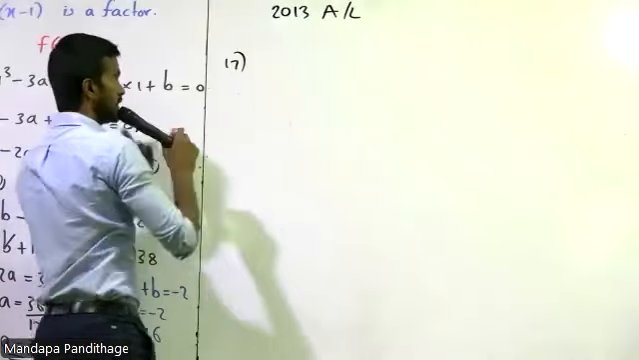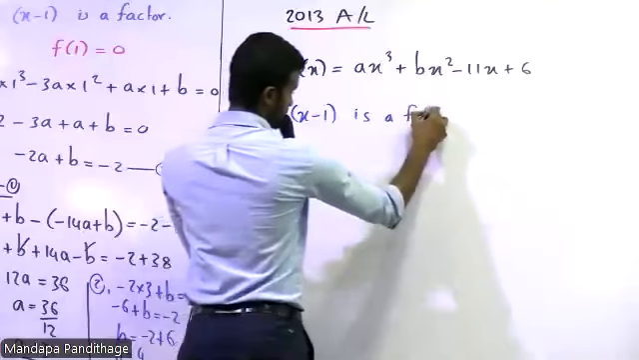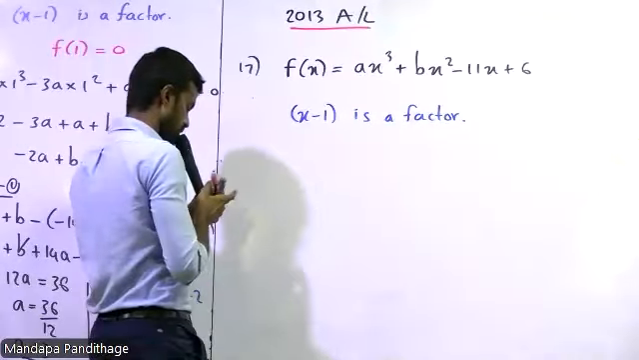2013. Find a, b. If you can completely factorize it, it's perfect. But what I expect up to your level is finding a and b. Your first data is x minus 1 is a factor. So when x minus 1 is a factor, what can you say? It's f(1) is equal to 0.